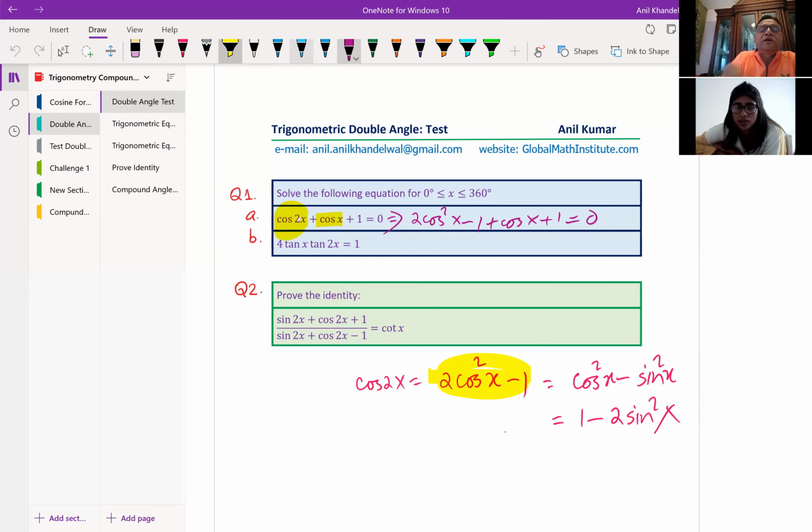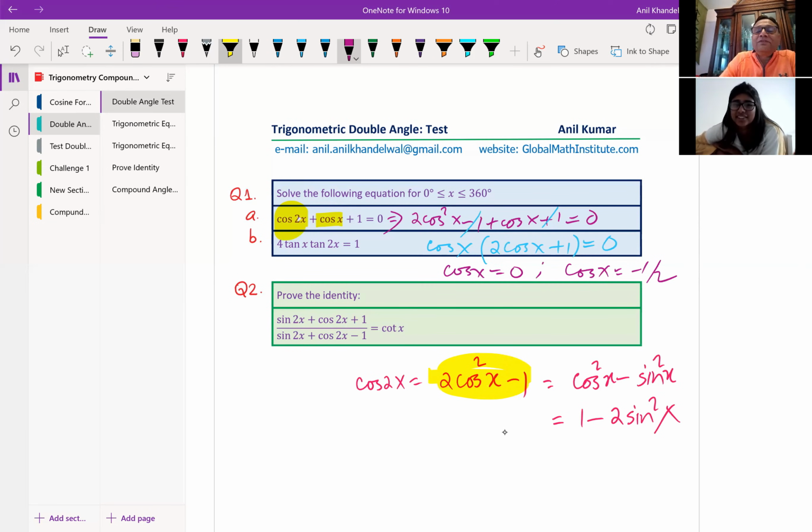So now look here, this minus 1 and plus 1 will cancel. So we could factor this, right? So we could write cos x (2 cos x plus 1) equals to 0, right? So that gives you a solution that either cos x is equal to 0 or cos x is equal to minus half. Yeah. Is that clear to you?